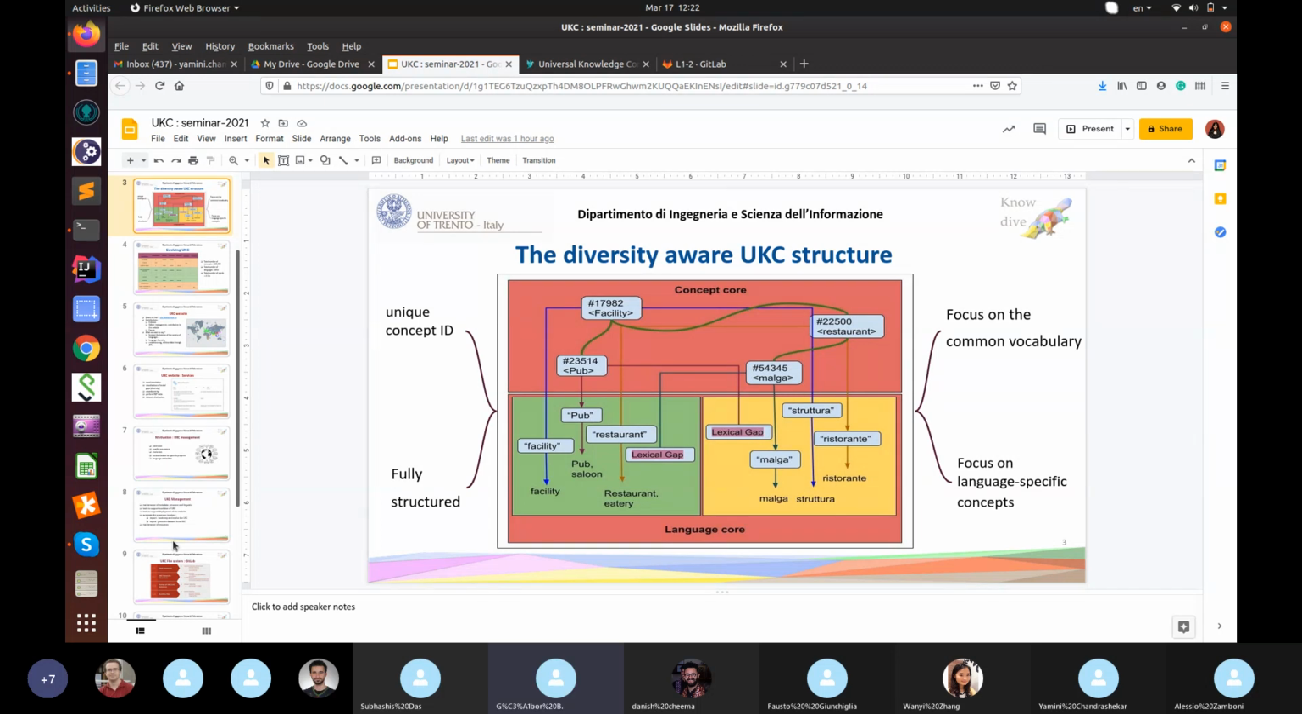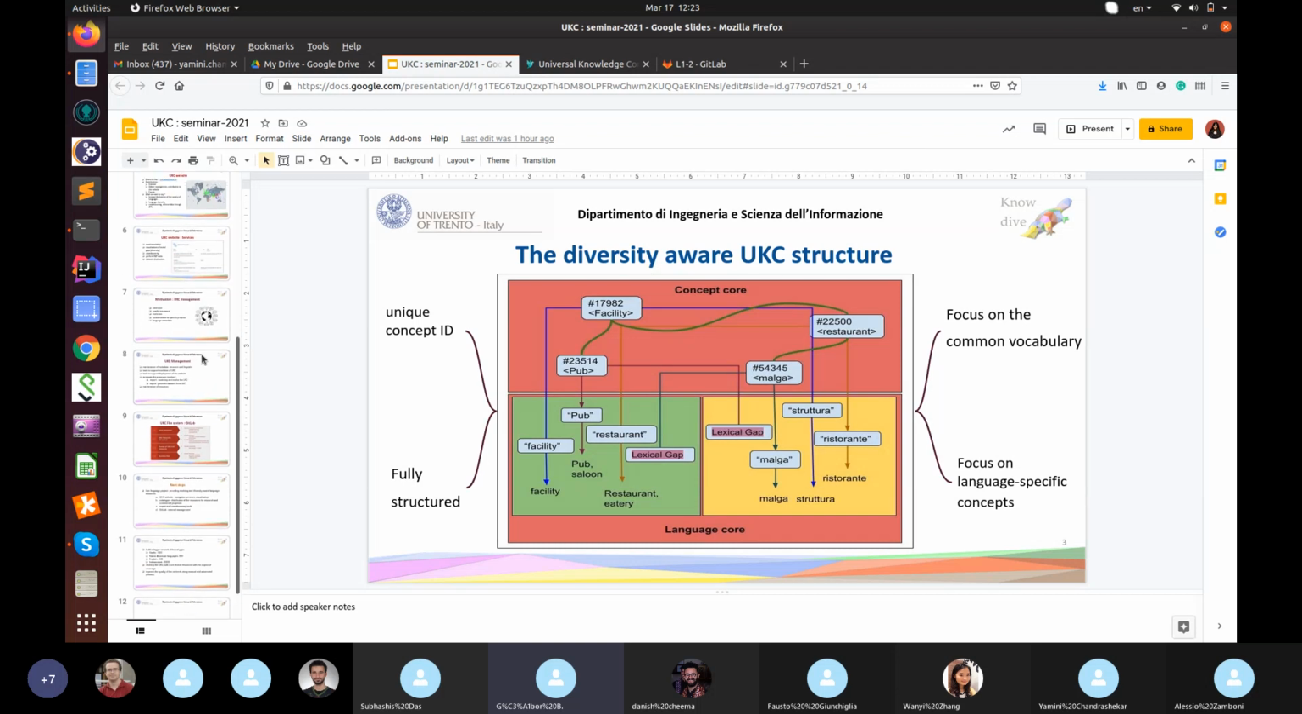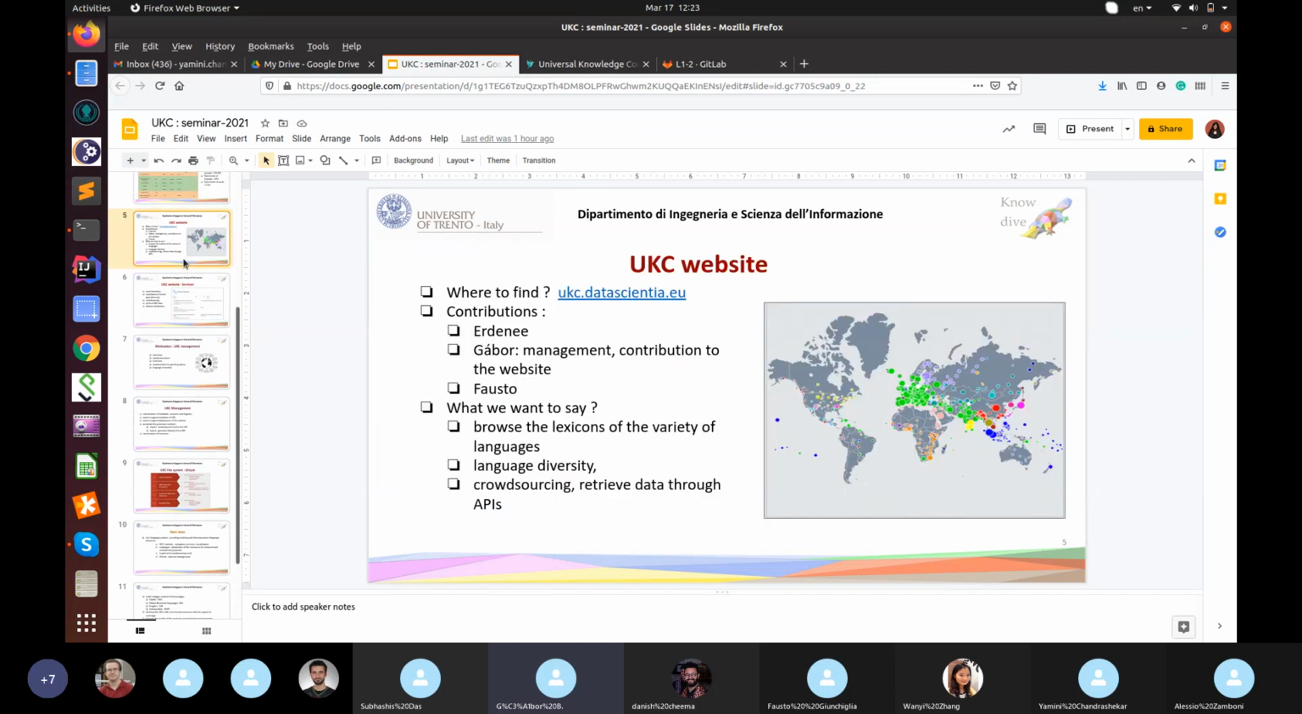So I don't have a question because I was involved in the project. But as Yamini said, this website is now going online. So it's already online on the VPN, so it's accessible from inside the university, right? So also thanks to Alessio for having deployed it, which was not an easy task. We have to ask Veronica to connect it to the external domain name, which is ukc.datascientia.eu. From that moment, it will be accessible from everywhere. Basically, it will be on the internet.